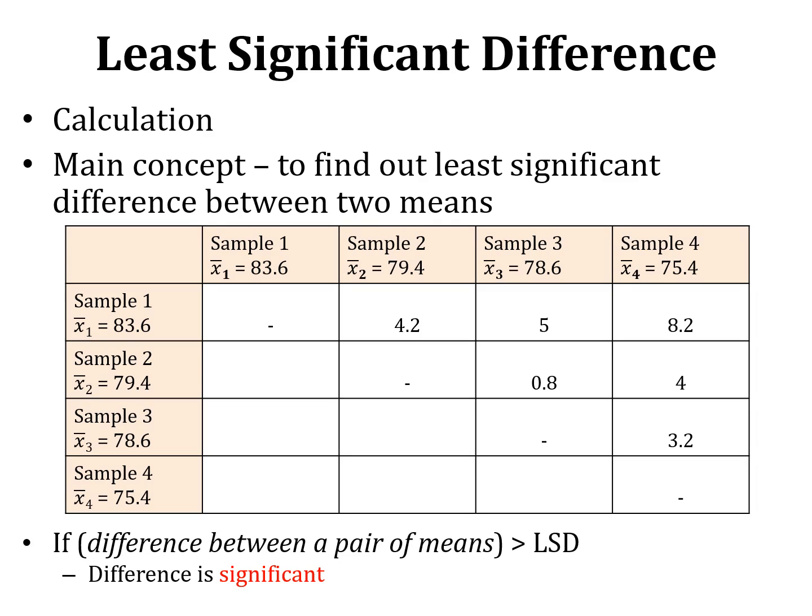And if after LSD calculation we find that the difference between a pair of means is greater than LSD, then that difference is considered a significant difference, right? So first we calculate these differences between the mean pairs, and then we calculate LSD, and then we compare these values: if the difference between the means is greater than LSD, then that difference is supposed to be significantly different.